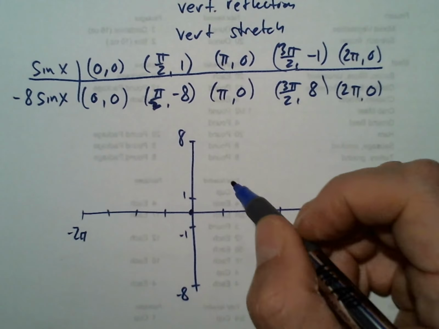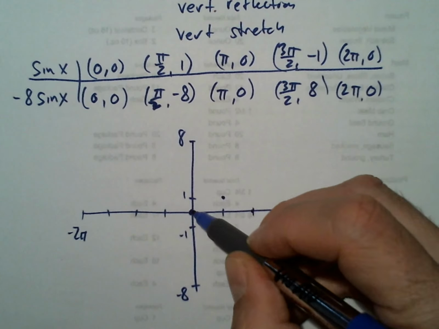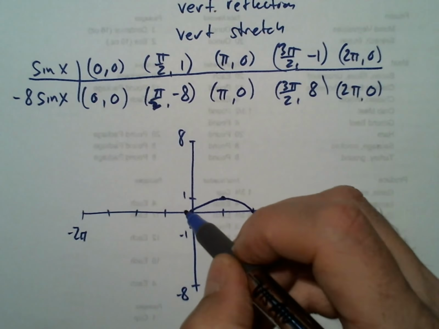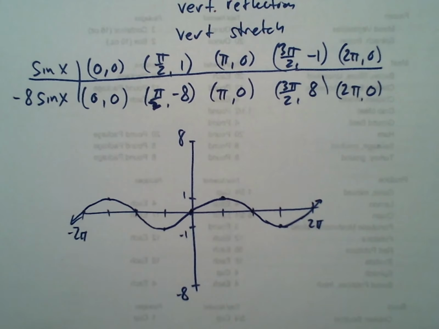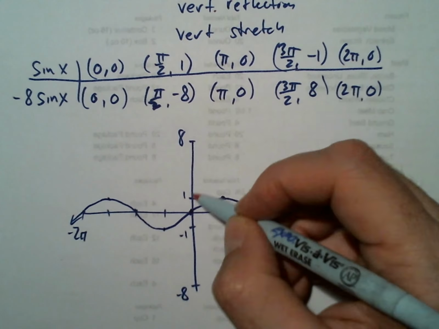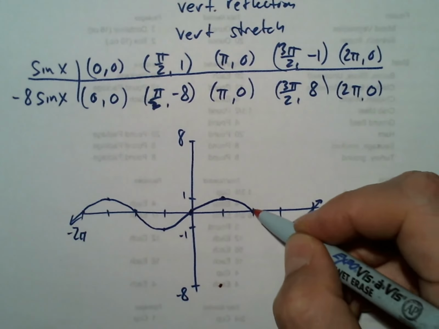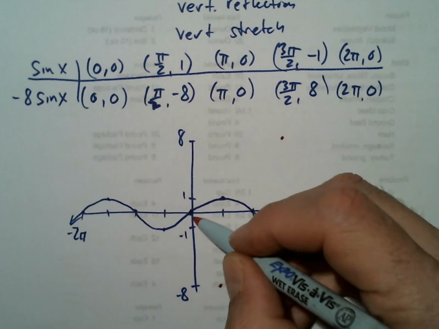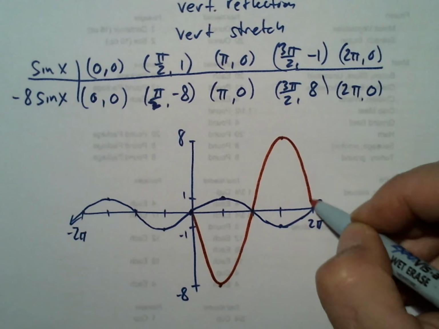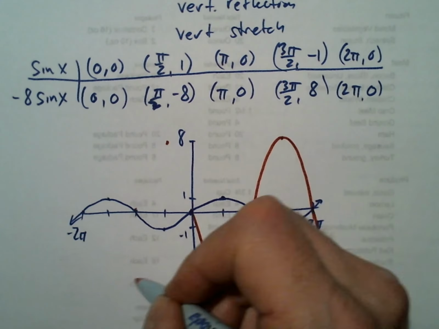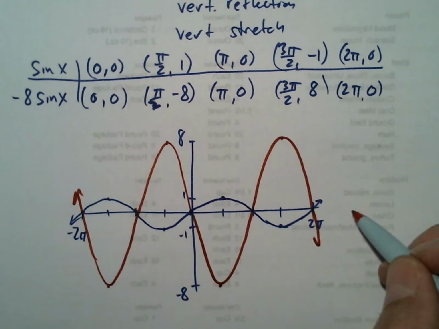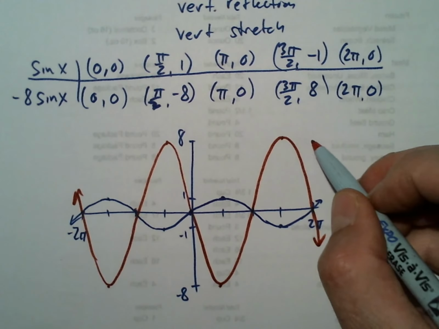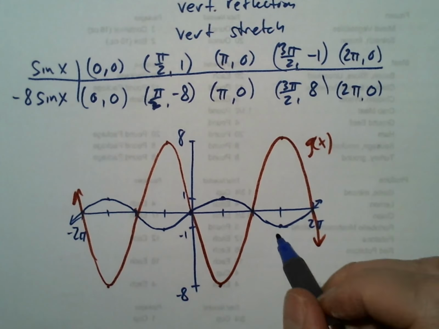And so we have the parent function 0, 0, pi over 2, pi, and the transformation 0, 0, pi over 2, negative 8, back up to 0, then we're going to go to positive 8, back down. And we're going to go up to 8, down to 0, down to negative 8. And we have g of x and f of x.